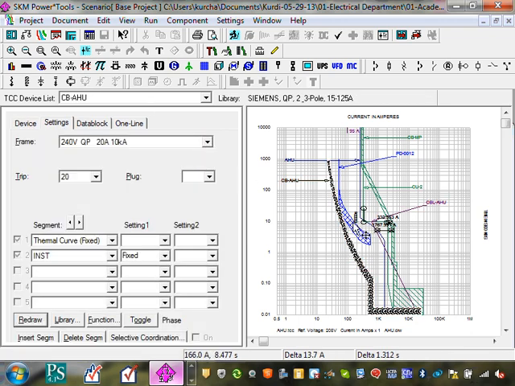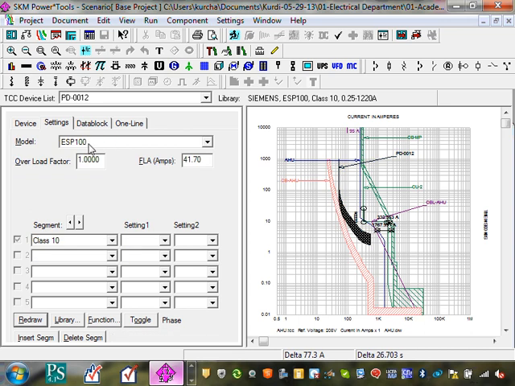No, this one here. This is a class 10 overload. Yesterday we talked about class 10 overload with Gary, with my friend Jeff. So here you can coordinate also with your overload and set your full load amp for your overload and make sure it's going to be protecting your equipment.